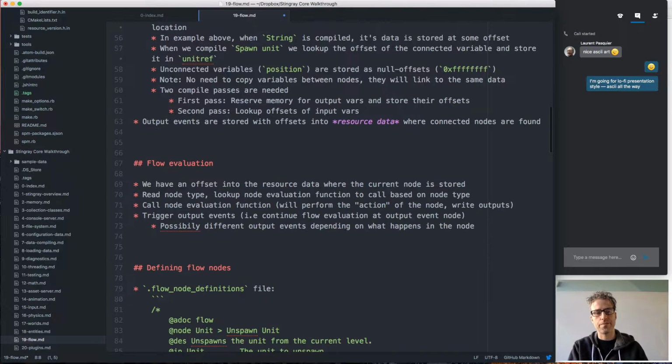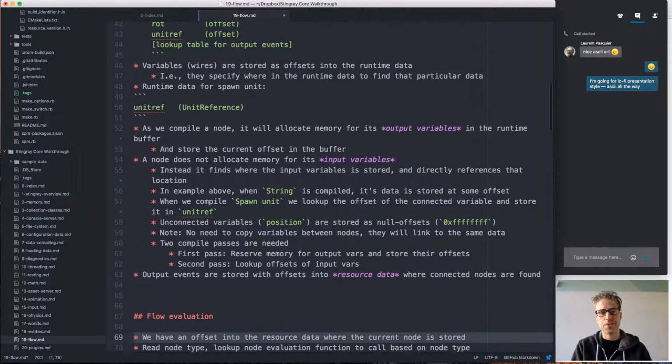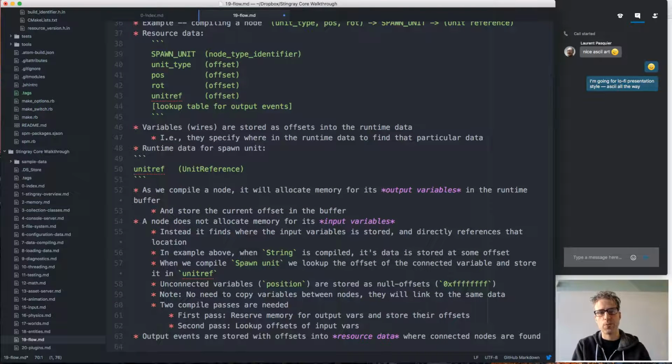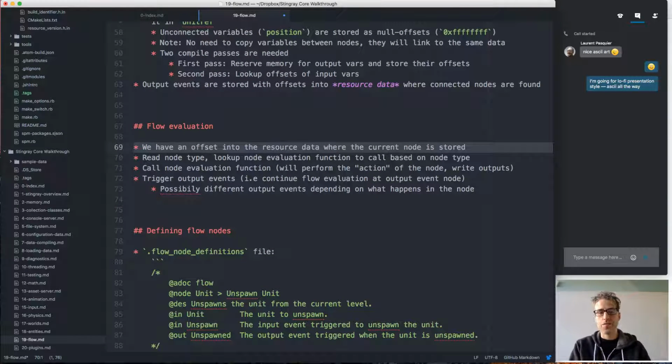So that's kind of in flow, that offset kind of acts as our program counter. You can sort of look at this, if you want to, as a bytecode where each node in the resource data here specifies one bytecode instruction. We have some offset that represents our current node. We read the node type. It's always the first member that specifies the type of the node. So we read that from the offset.